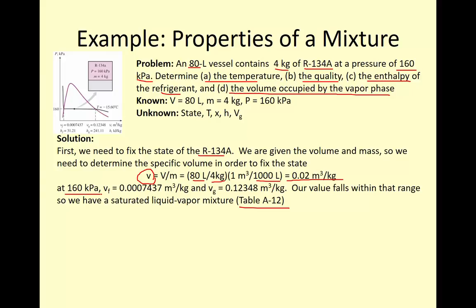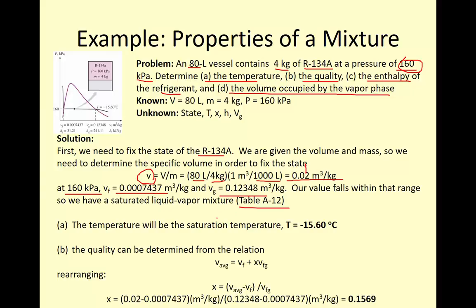So we look at 160 kilopascals, as was given to us in our problem statement, and we find that our V sub F and our V sub G are those two values. The value we solve for, this 0.02, falls within that range. So we know we have a saturated liquid vapor mixture. So the temperature is just going to be the saturation temperature of negative 15.6 degrees Celsius.